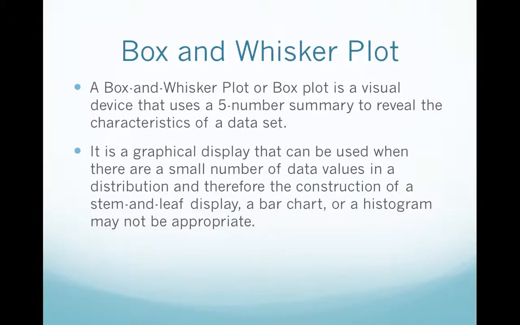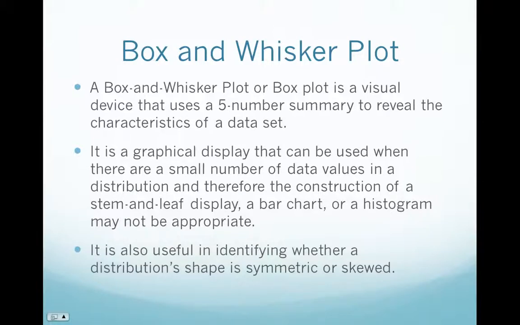It's a graphical display that can be used when there are a small number of data values in a distribution. So we just had 10, which is perfect for this. And therefore, the construction of a stem and leaf display, a bar chart, or a histogram may not be appropriate. For all of these, we had at least 30 data values when we constructed these visual displays. So if we have anything less than that, a box and whisker plot is ideal.